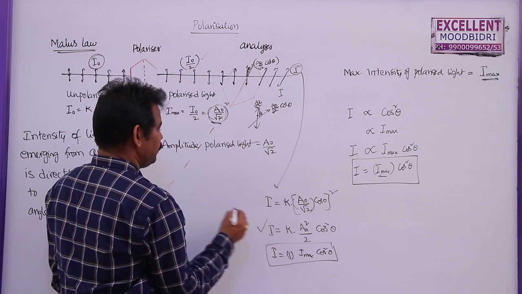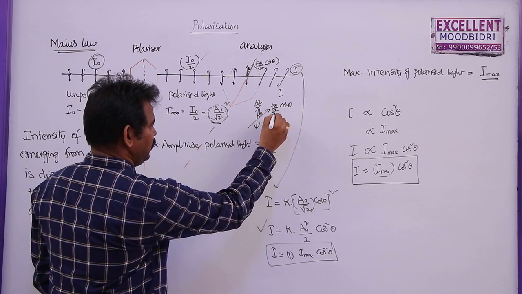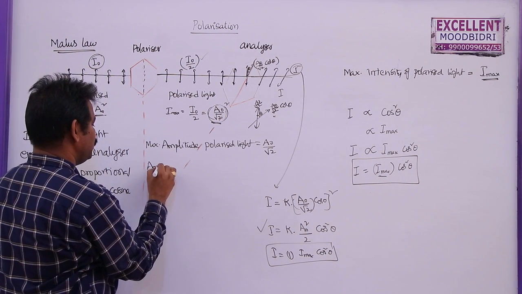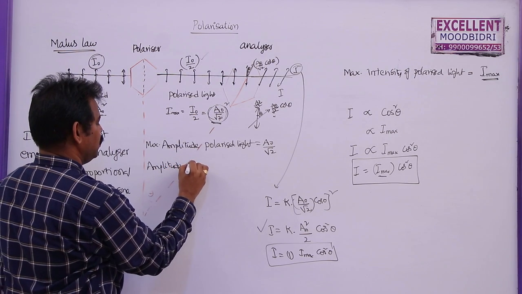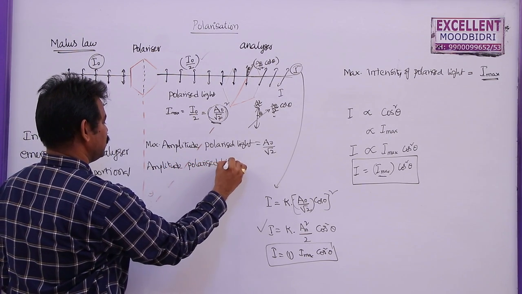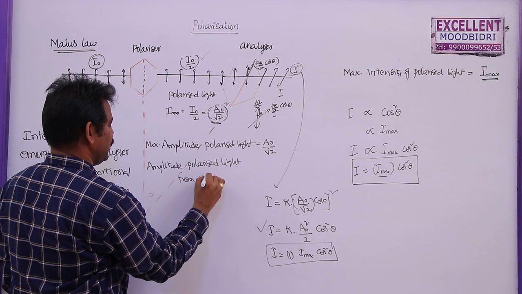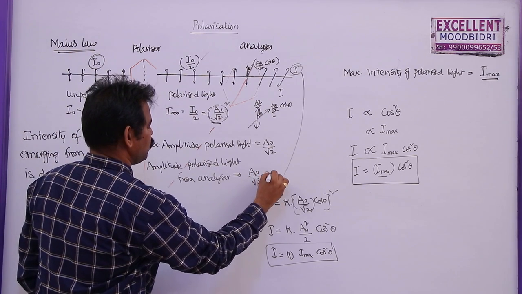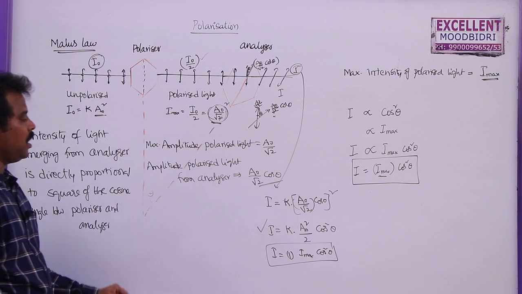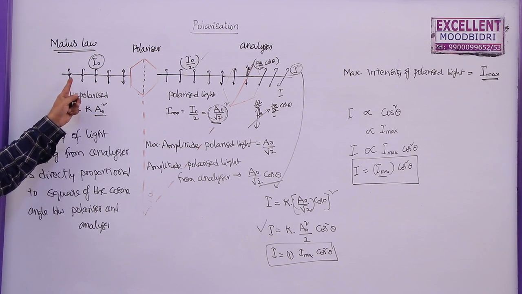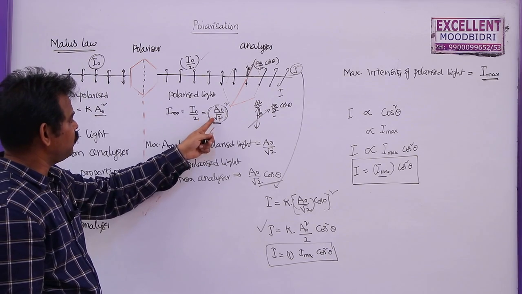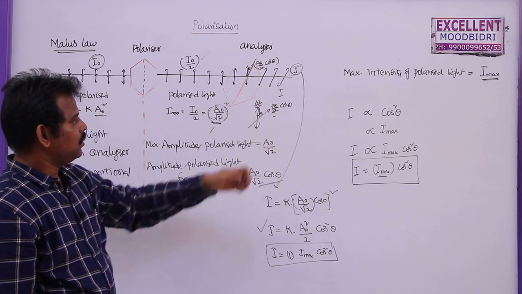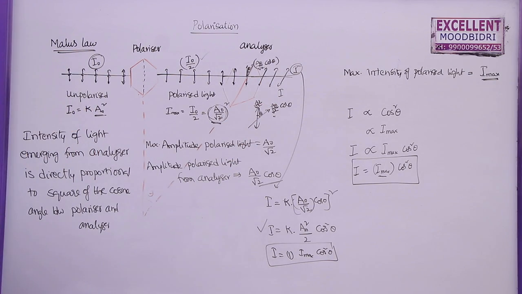So this is the amplitude of the wave or polarized light that is emerging from the analyzer. Amplitude of polarized light from analyzer is given by a naught by root 2 cos theta, where a naught is the intense amplitude of the unpolarized light, a naught by root 2 is the amplitude of polarized light, and a naught by root 2 cos theta is the amplitude of the light that is emerging from the analyzer.